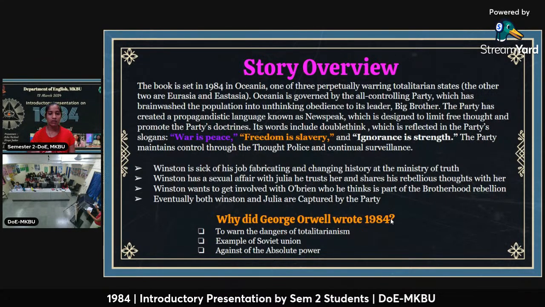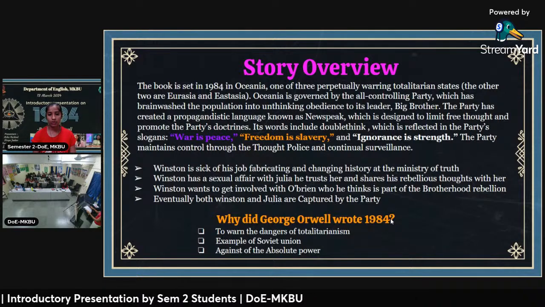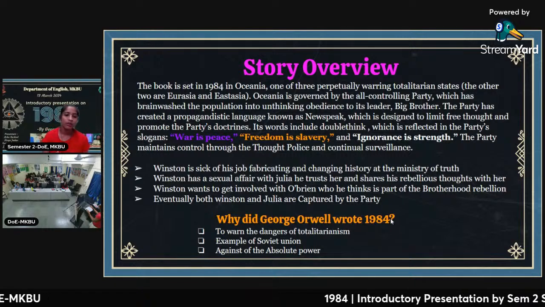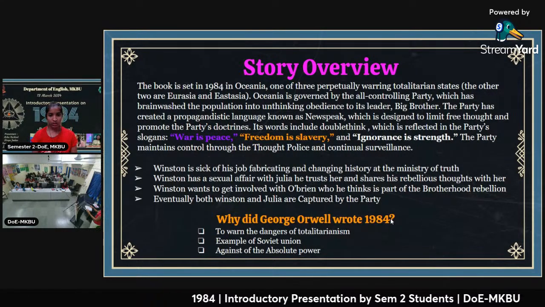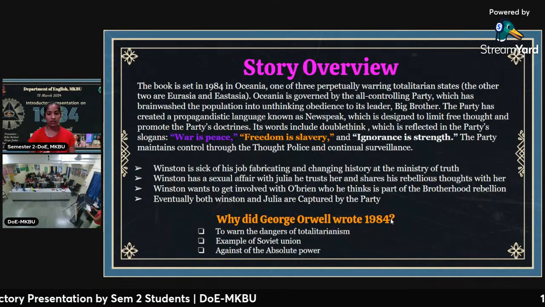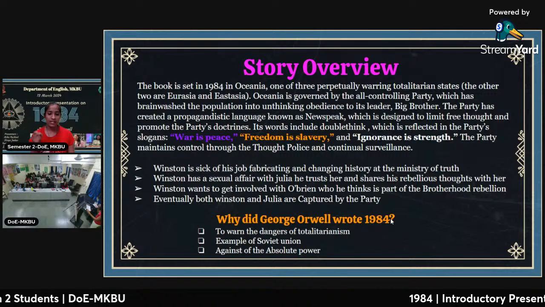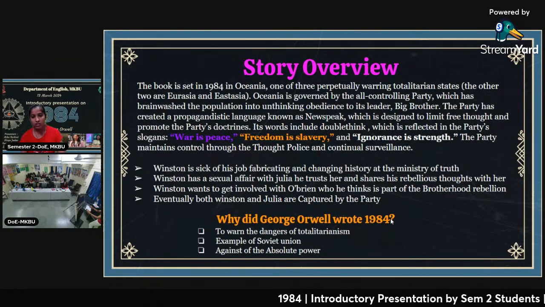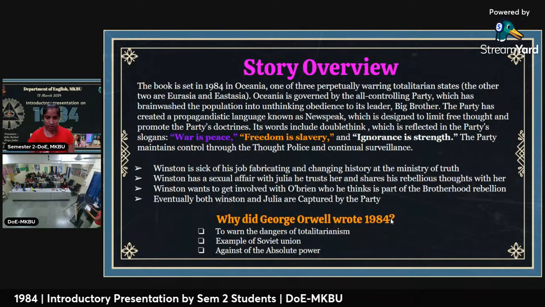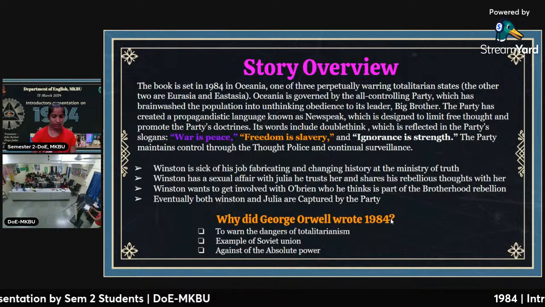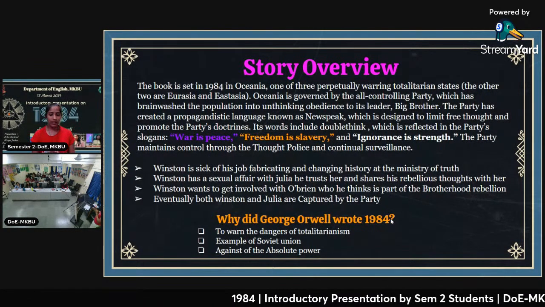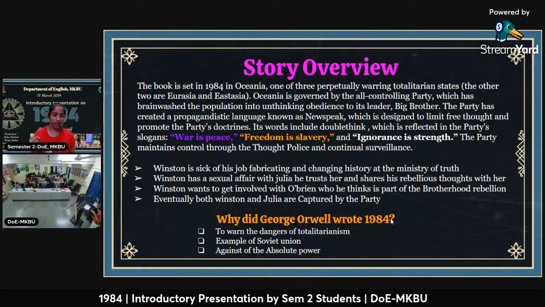Newspeak is a type of language which is difficult to understand, designed to limit free thought and promote the party doctrine. Its words include doublethink, which is reflected in the party's slogans: War is peace, freedom is slavery, and ignorance is strength. The party maintains control through the Thought Police and continuous surveillance. The Inner Party controls the country, and the Outer Party is controlled by the Inner Party.